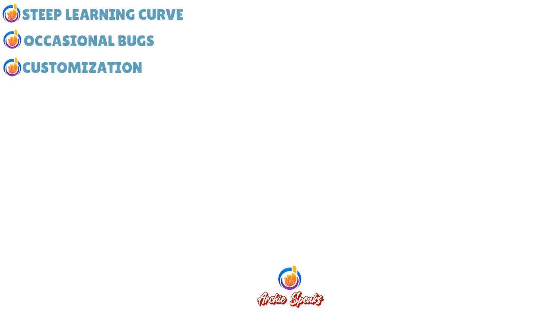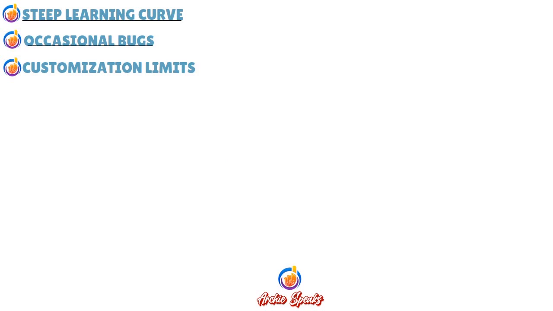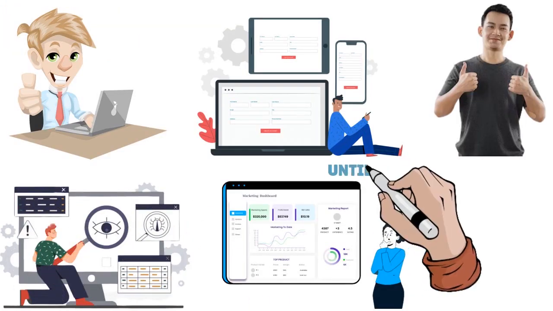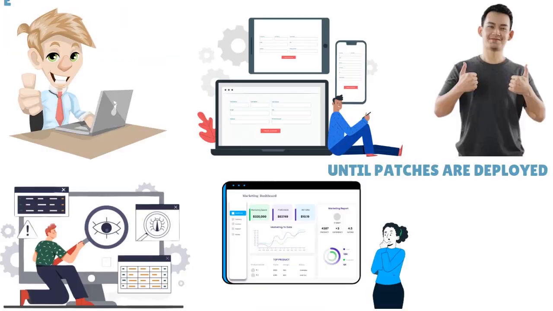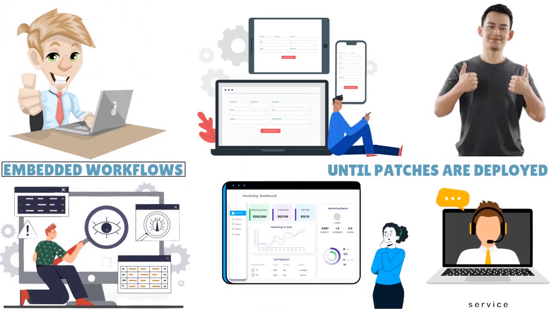Basically, you have a steep learning curve, you have occasional bugs, and you have customization limits. So when I speak about a steep learning curve with many features and configuration options, new users may require extensive training and ramp-up time to leverage the platform fully. Also, you may have occasional bugs, so rapid release cycles can introduce minor software defects temporarily until patches are deployed. And you also have customization limits. So while branding and templates are customizable, changing embedded workflows requires consulting services.